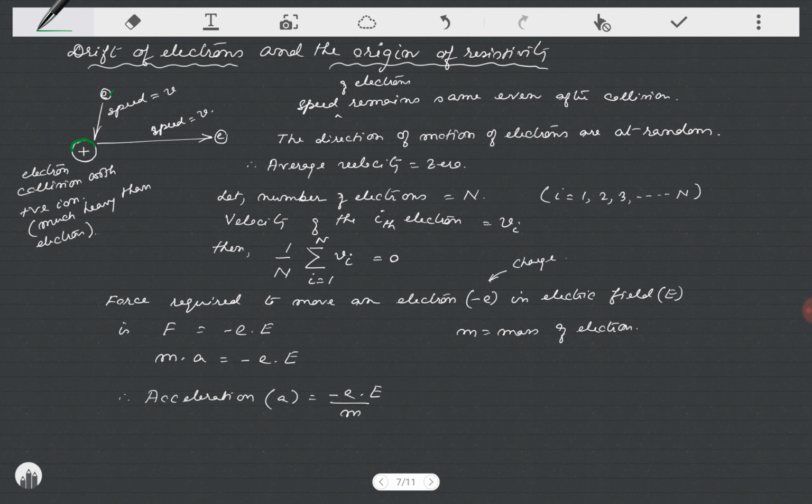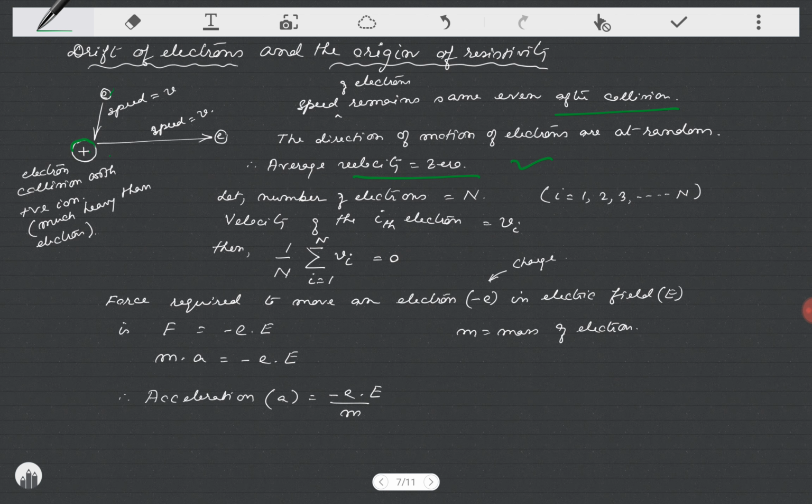Now the positive ion is heavy, because its mass is many times more than that of the electron. So if its initial speed is v, then the final speed is also v after collision. Thus we see that the speed of the electron remains the same after collision. The direction of motion of electrons is random, so the average velocity is 0.